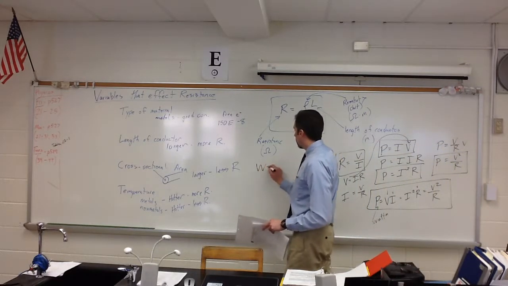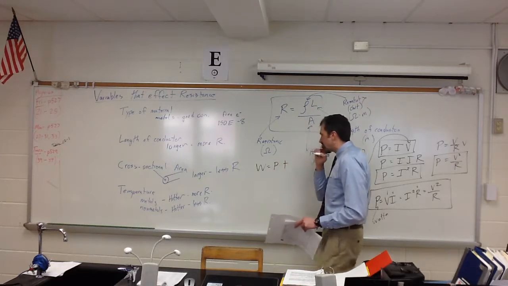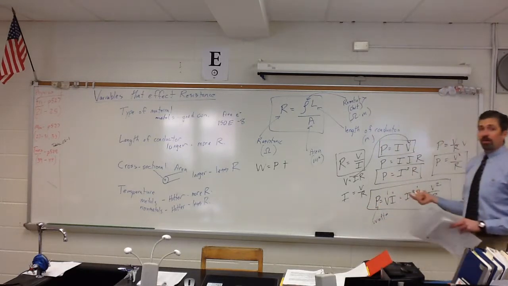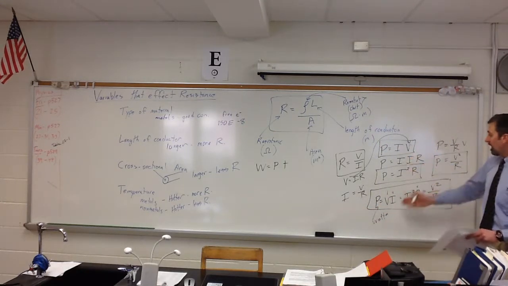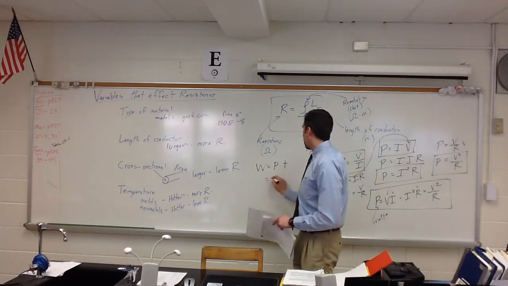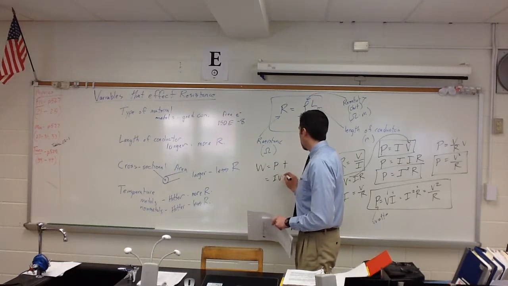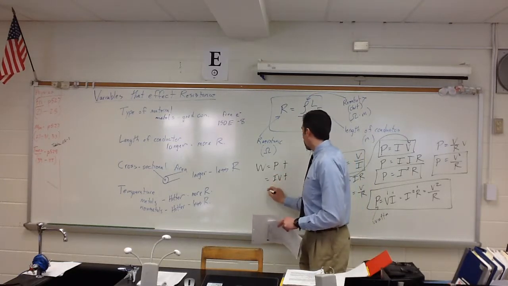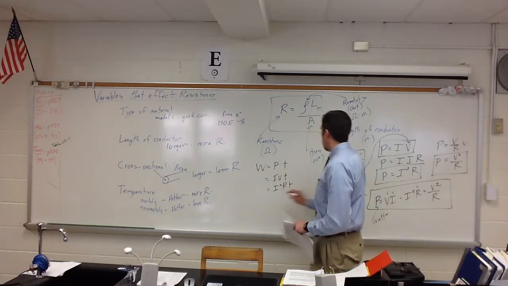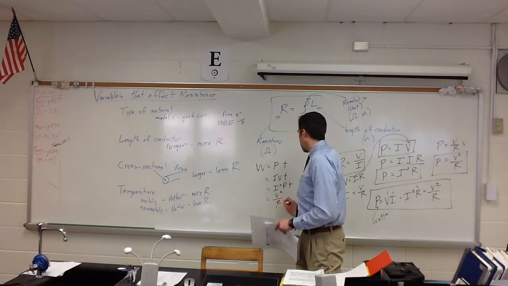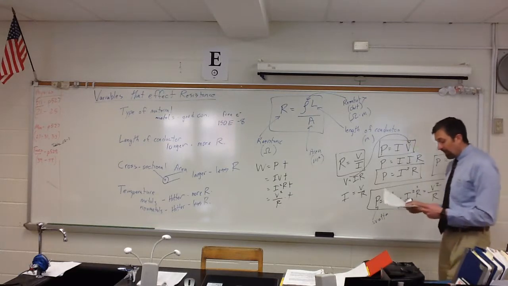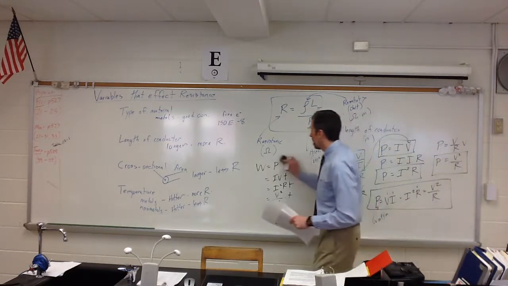Similarly, on the next line, same idea. We know that work is power times time. We did that ages ago. But now that you're talking about electricity, look at all the different ways you can write power. You can write power as I times V, and then tack on the T. You can write power as I squared R, and tack on the T. Or you can write it as V squared over R, and tack on the T.